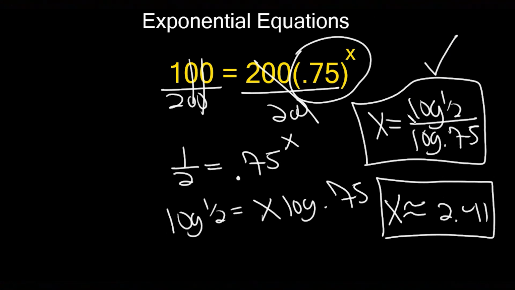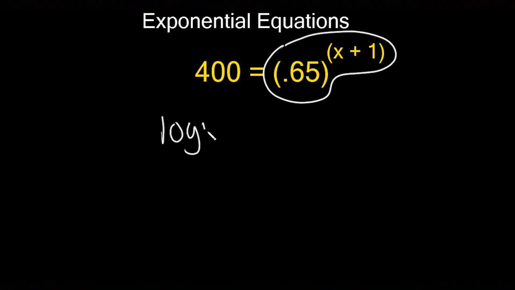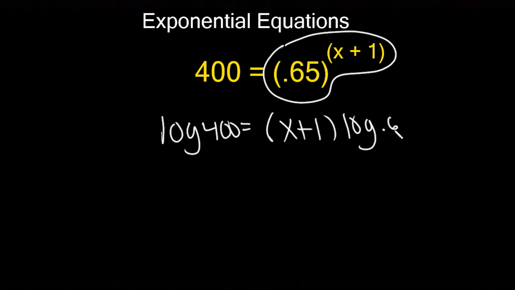All right. So let's go ahead and try one more example. So here's our last example. And again, we want to isolate the base in the exponent, and I do have that isolated right here. So we can actually take the logarithm right now. So I'm going to do log of 400 equal to, and I'm going to bring down my entire exponent, which is x plus 1, and then times log of 0.65.